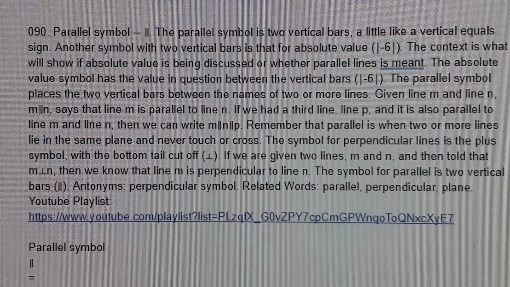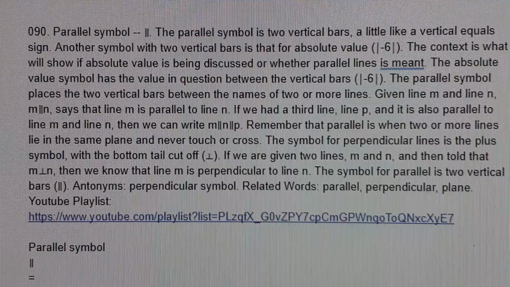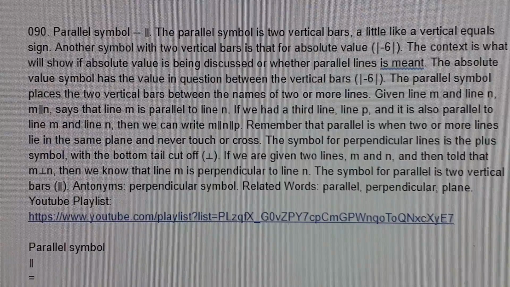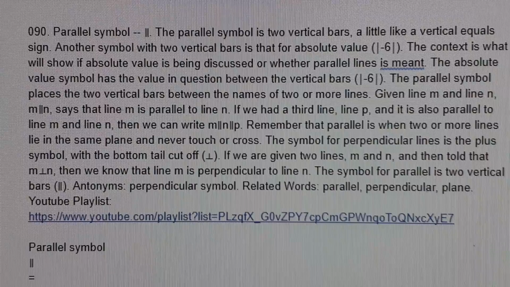The context is what will show if absolute value is being discussed, or whether parallel lines is meant. The absolute value symbol has the value in question in between the vertical bars: parentheses, vertical bar, -6, vertical bar, end parentheses. The parallel symbol places the two vertical bars between the names of two or more lines.